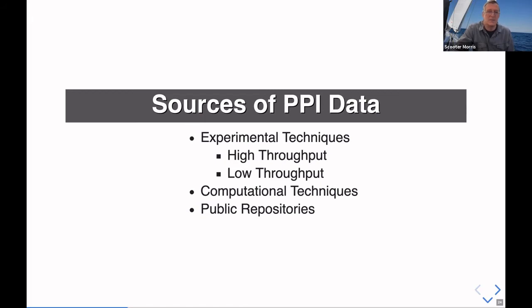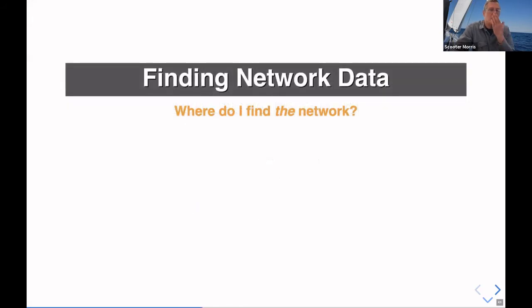But the question that I see a lot is somebody will send email to BioStars or the Cytoscape help desk and say, I have my transcriptomic data, how do I turn it into a network? Or how do I find the network? Where is the network that is associated with this transcriptomic data? And the answer really is there's no such thing. There is no the network. It really depends on what you're looking for.